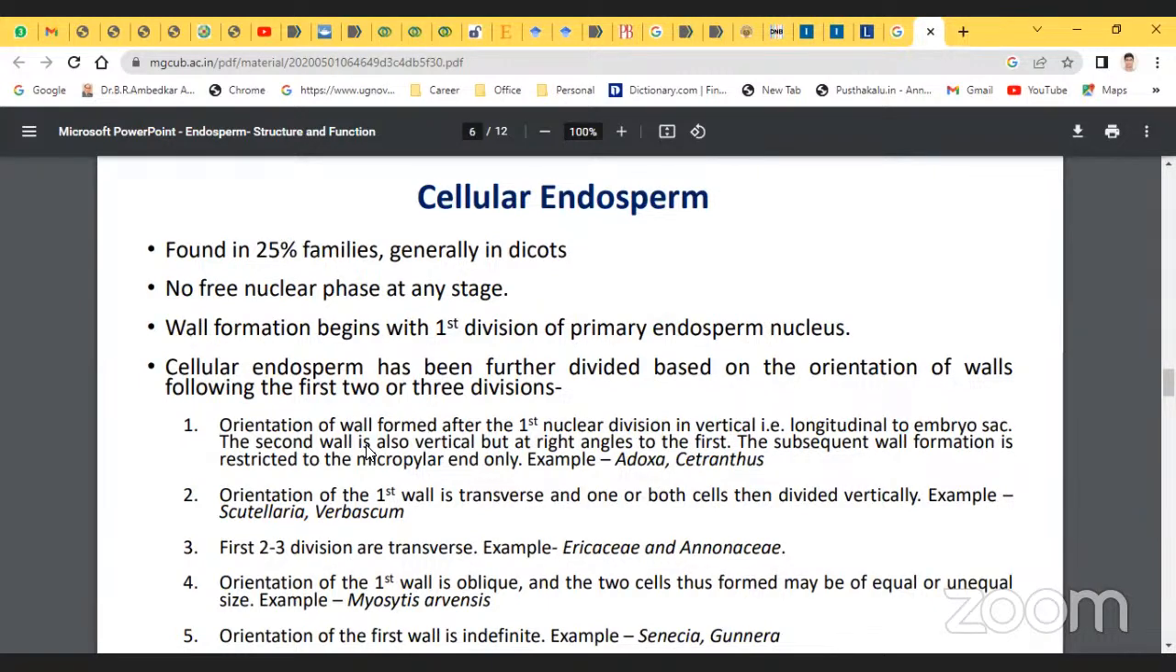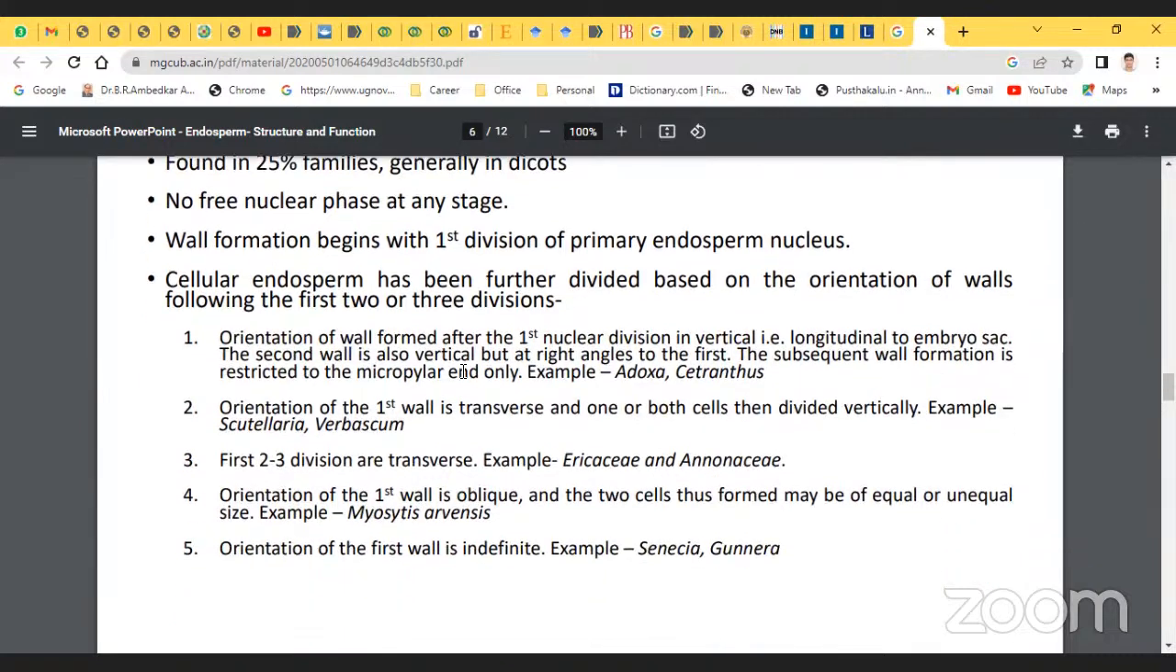In monocots, only two families have it, Araceae and Lemnaceae. There is no free nuclear phase at any stage; wall formation begins with the first division of the primary endosperm nucleus. Cellular endosperms are further divided based on the orientation of walls in the first two or three divisions.